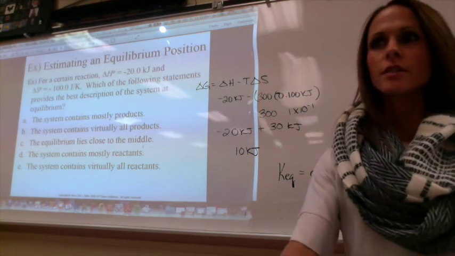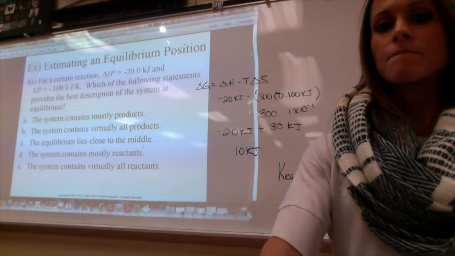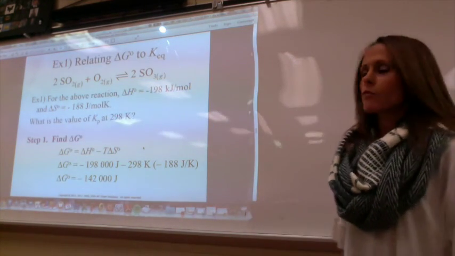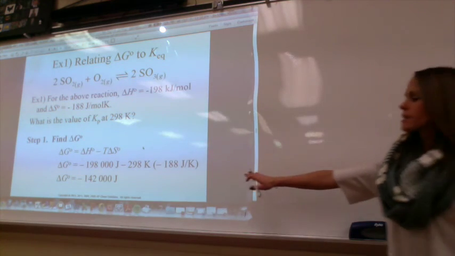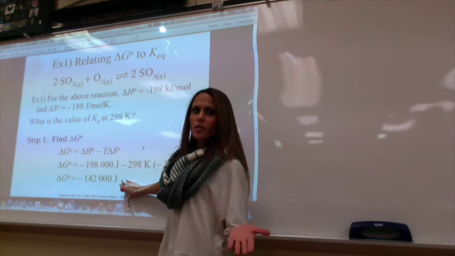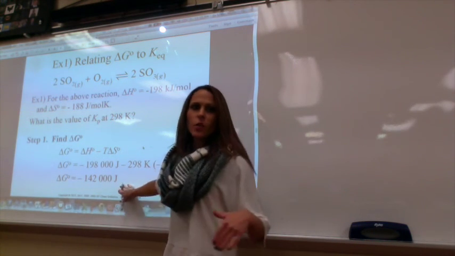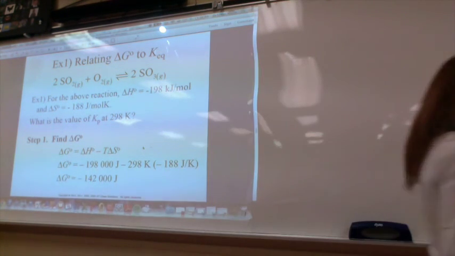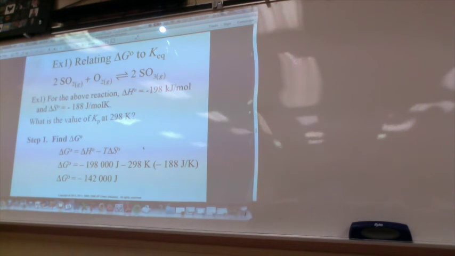So what's your answer? Right, so if this is my delta G, negative 142,000 joules, it makes sense to keep it in joules because in the next part your R value is going to require you to use it in joules. So go ahead and throw that into that expression.